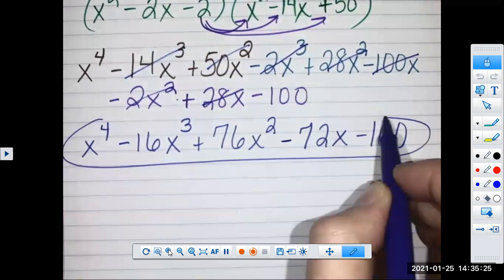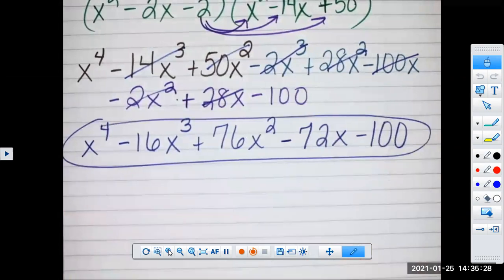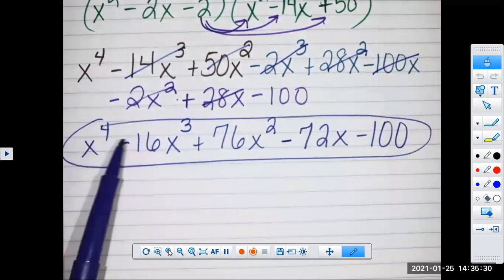Everything's been combined. And I told you when we started that we should wind up with a degree of 4. So my highest exponent is 4.